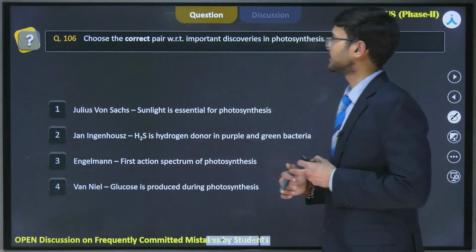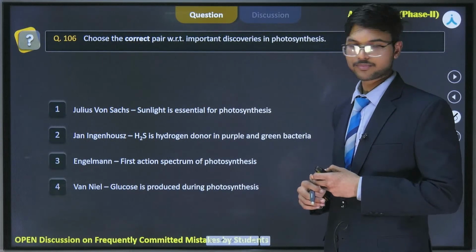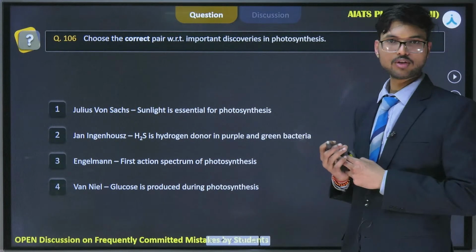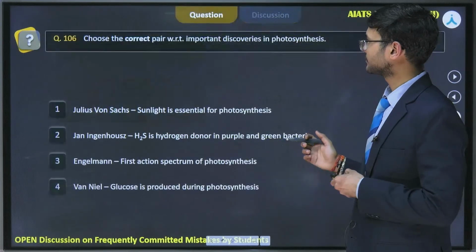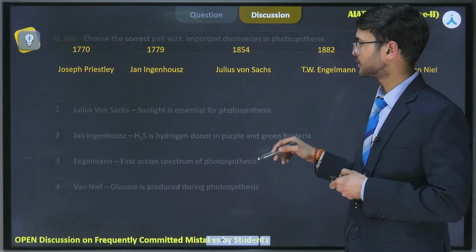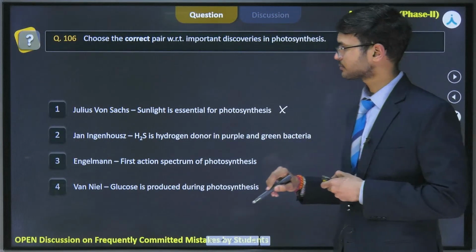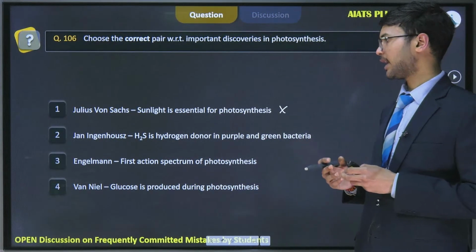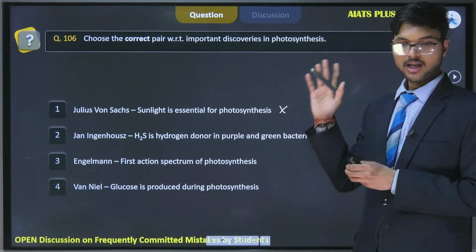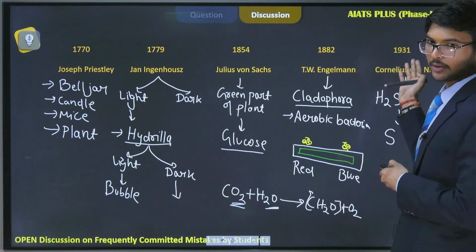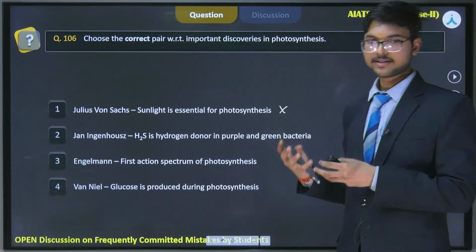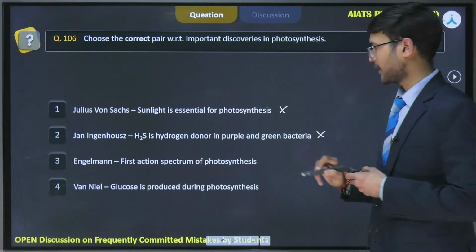Choose the correct pair with respect to important discoveries in photosynthesis. Julius von Sachs, sunlight is essential for photosynthesis. Julius von Sachs was responsible for identifying that the green part of the plant was responsible for glucose synthesis. So this option is incorrect. The second option says Jan Ingenhousz, H2S is hydrogen donor in purple and green bacteria. No, it was in the year 1931 that Cornelius van Niel discovered that H2S is the hydrogen donor. So this is also incorrect.